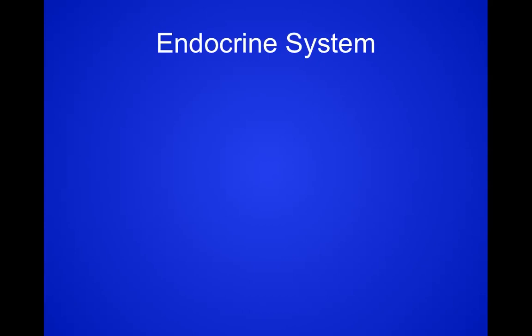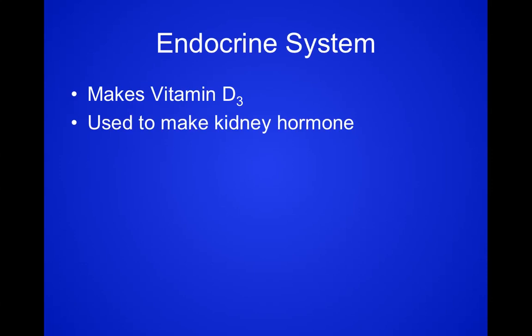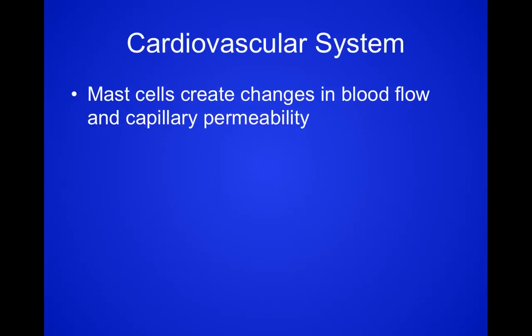With the endocrine system, it actually is also going to sound a little bit familiar. We're making the vitamin D3, and this is used to make a kidney hormone that is involved with calcium absorption. So it is a very, very important hormone for us. With the cardiovascular system, the mast cells that are part of the connective tissue proper cells within the integument allow the changes in blood flow within the integument, and they also control the permeability of the capillaries.